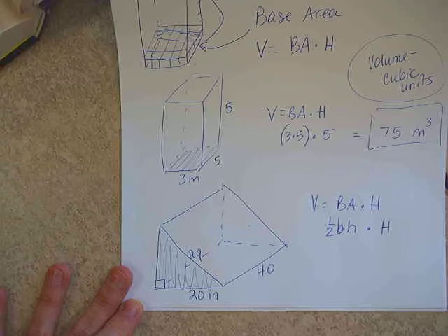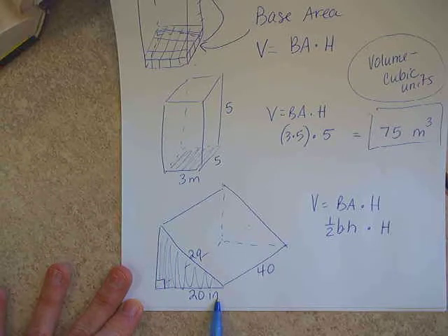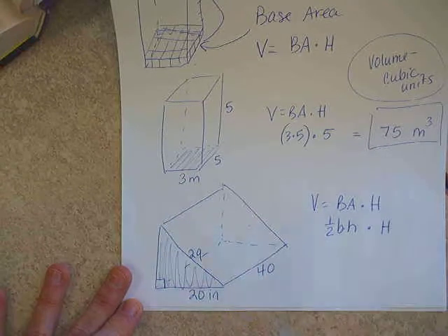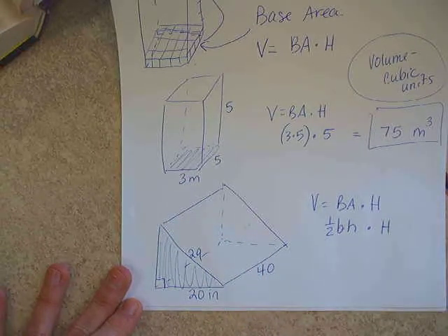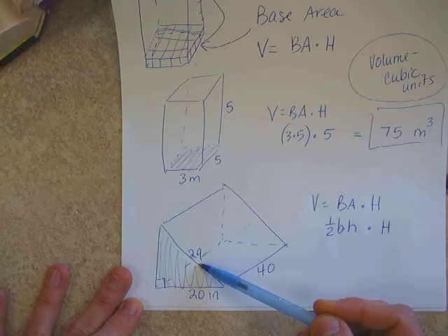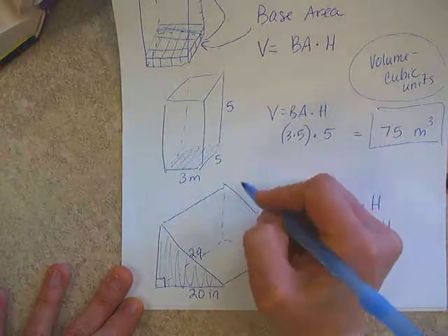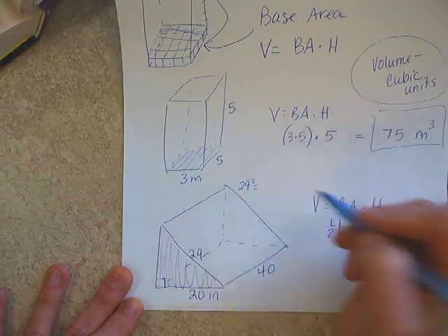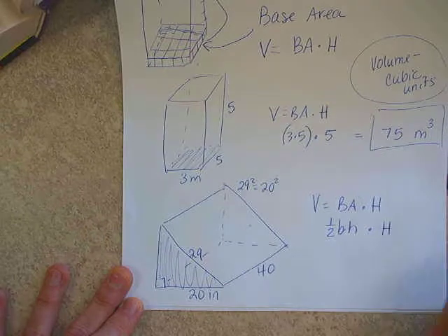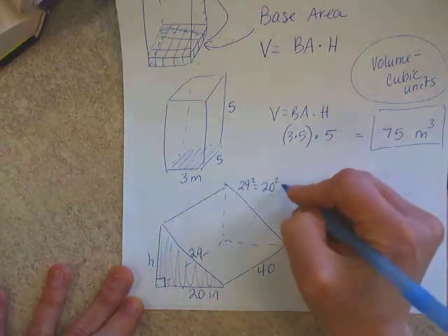The only problem is, in our triangle, do we have the right dimensions? On my triangle, do I have the base and the height of the triangle? I don't. The base and the height need to be perpendicular. So I could count 20 as the base, but I really need to find this part right here. How do I do that? Pythagorean theorem. So 29 is the hypotenuse. It needs to be by itself. So we'll do that up here.